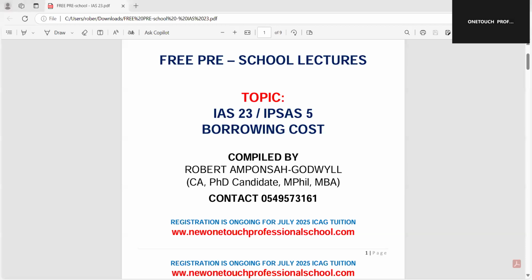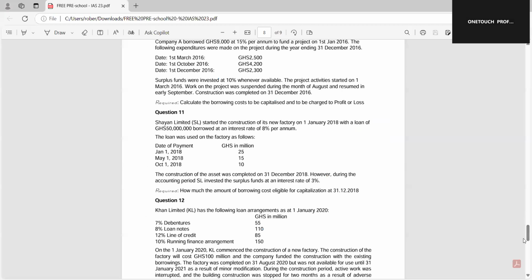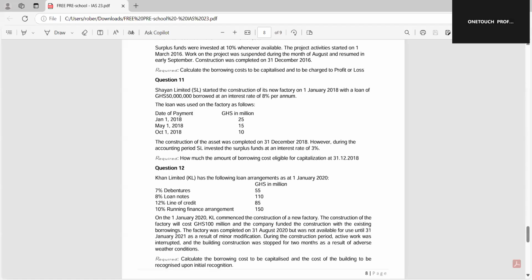Okay, so am I sharing the board or the question? My screen, what do you see? Is it the board or the question? Please, the question. The question, okay. So let's go to the 13. We're solving the specific and existing loans together. Let's do the 13 so that we'll come to the other questions.